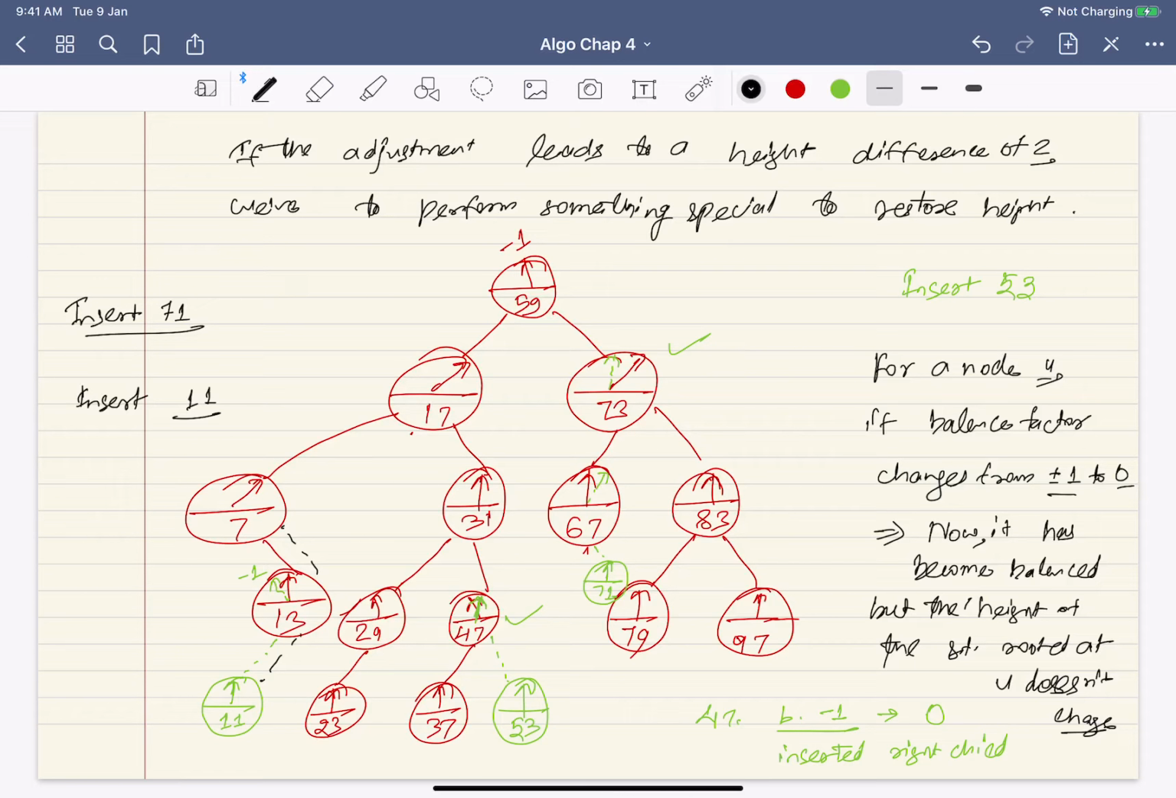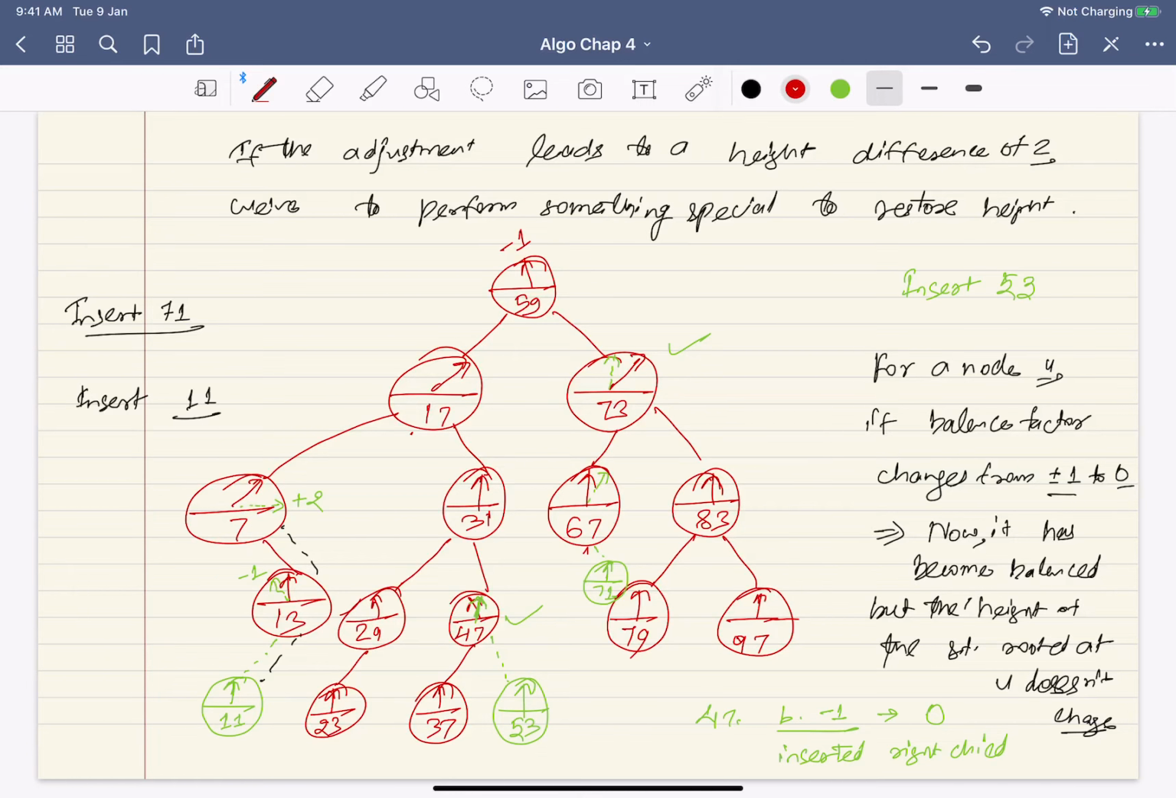Go to the parent. Now at 7, what do I have to do? Yes, because its right subtree has gained height, that's why I am coming here. Its right subtree has gained height, that means its balance factor will increase by 1. So it was plus 1, so it will become plus 2. Now plus 2 is not possible in an AVL tree.